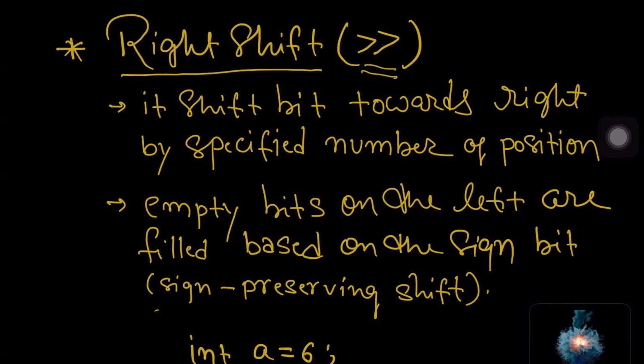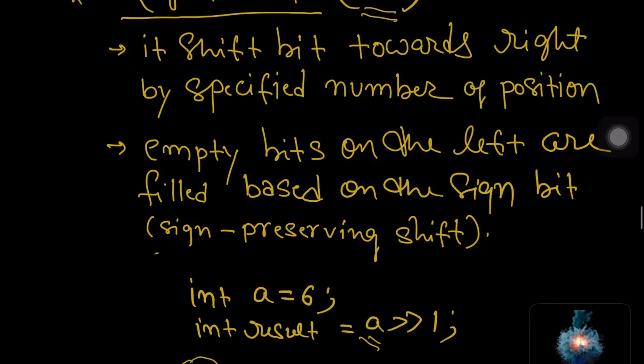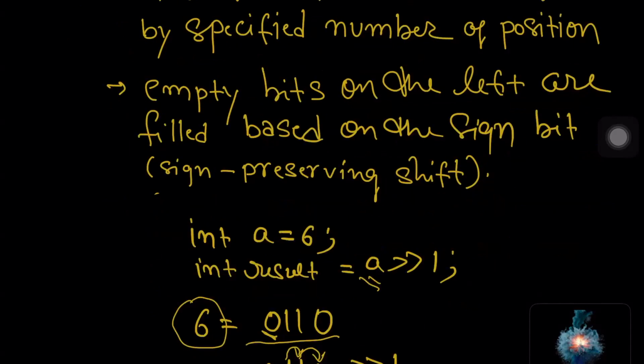Okay. So there are two things that we have to consider. What will happen if I have a negative number? What will happen if I have a positive number? Clear? We'll first go through these details. Right shift moves bits towards the right by a specified number of positions. Empty bits on the left are filled based on the sign bit.